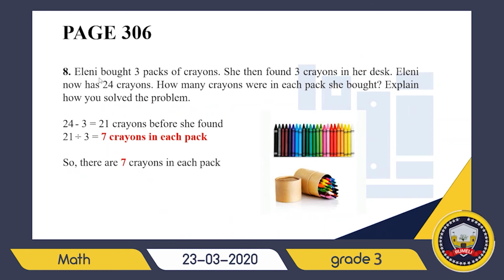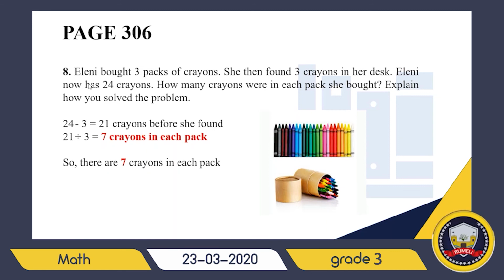It says Eleni bought 3 packs of crayons. She then found 3 crayons in her desk. Eleni now has 24 crayons. How many crayons were in each pack she bought? Explain how you solve the problem. First of all, we will do the same thing. We will always go back and back. Right now, first of all, we need to check the sentence with now.